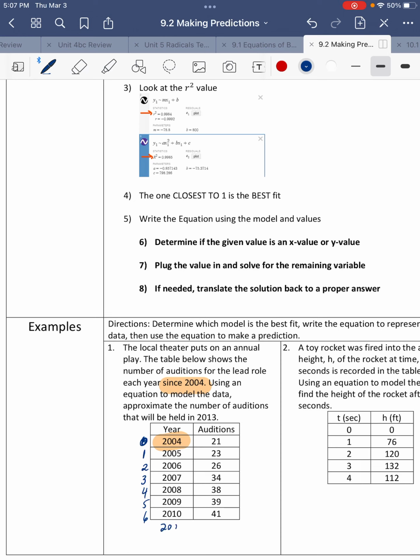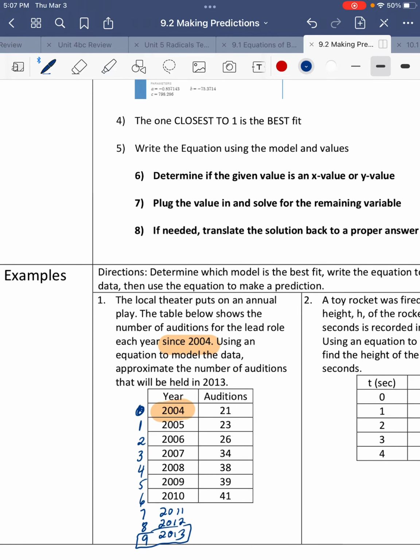We need to find out what 2013 is, so that's year 9. That's what we're going to be looking for in the end. That is not our answer, keep that in mind. We are going to use Desmos now, but instead of using the year, we're going to use the number of years since the start. So let's look at what we get.